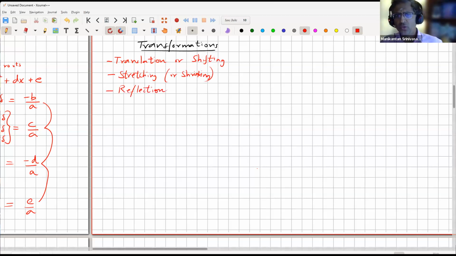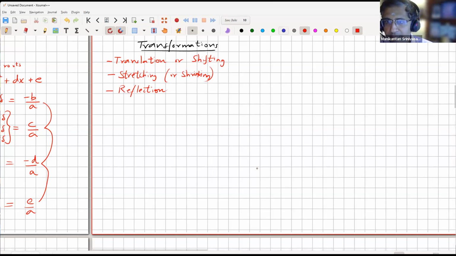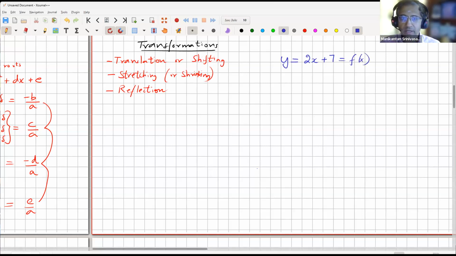Okay. So what is translation? Let's take one example. Suppose I have y equal to 2x plus 7. This is the function f of x. Whatever operation I do after evaluating f of x will correspond to an operation on y. By that, what do I mean? If I have f of x plus 3, that's a translation.